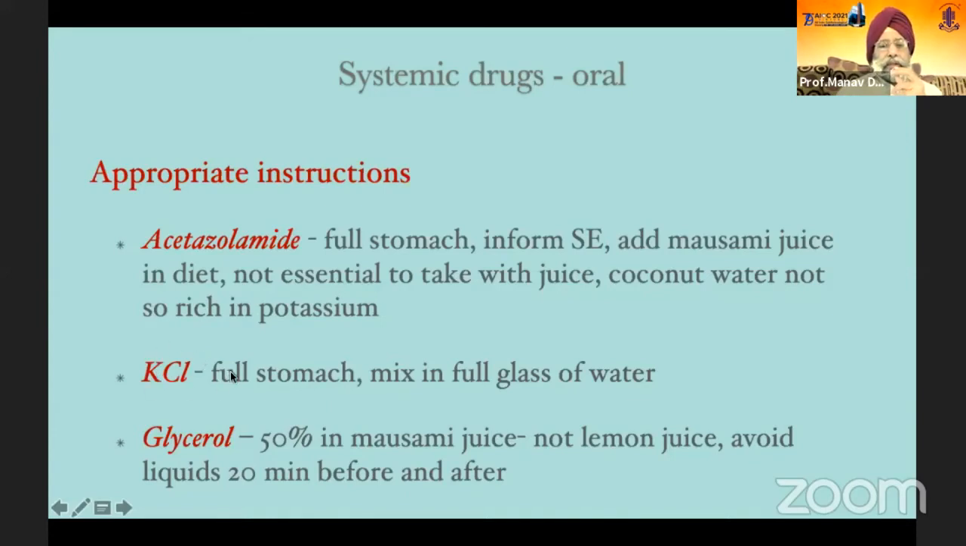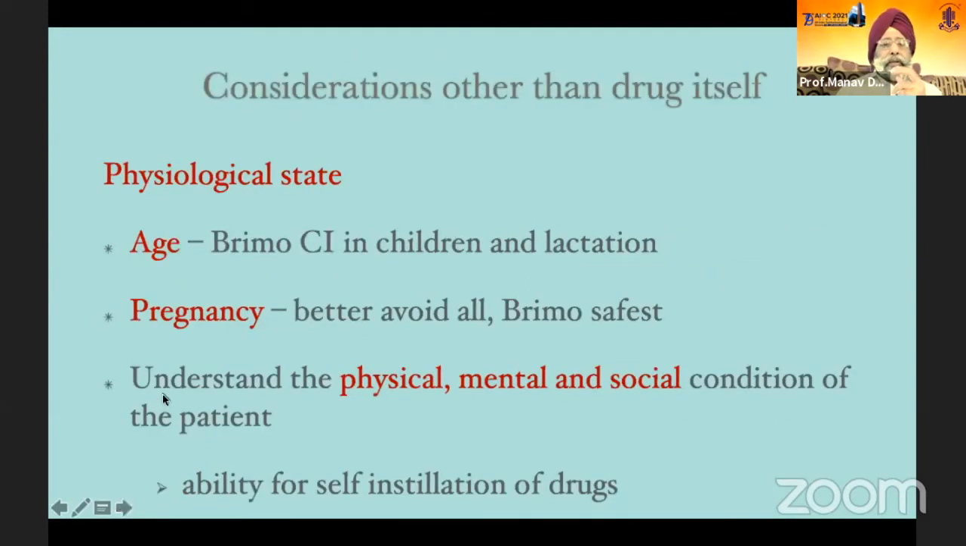When we are giving potassium chloride, it should be given on a full stomach and it should be mixed in a full glass of water, say 1.5 to 2 teaspoonfuls. It has to be mixed in a full glass rather than taking 2 teaspoons and then drinking water. When prescribing glycerol, we have to instruct that no liquid should be taken 20 minutes before and after this.